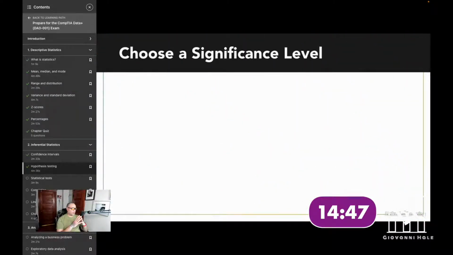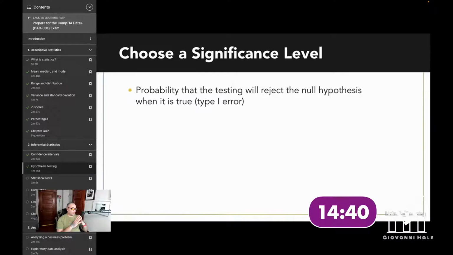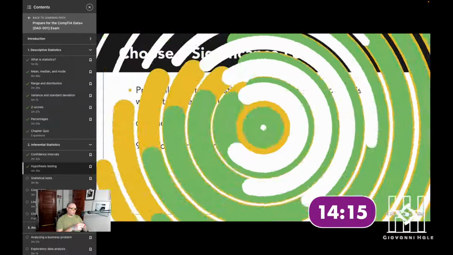Now, before we can come to any conclusion, we also need to decide upon the level of significance that we want to have in our test. That's the probability that our testing will say that the null hypothesis is wrong when it's actually correct. That type of mistake is known as a type 1 error. We express the level of significance as a probability using a measure called alpha. If we want our test results to have a 95% chance of being correct, then we want a 5% chance of incorrectly rejecting the null hypothesis, so we use an alpha value of 0.05.